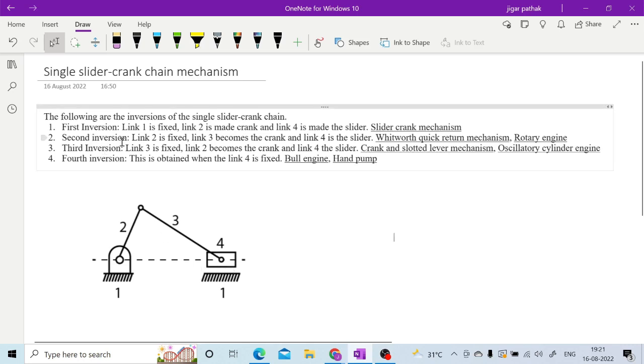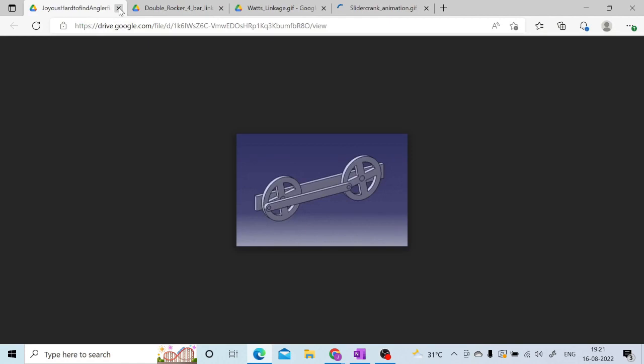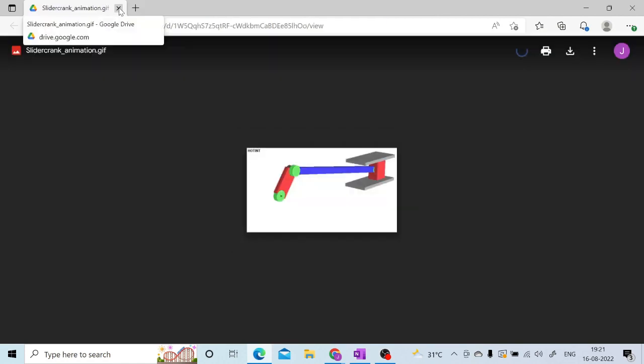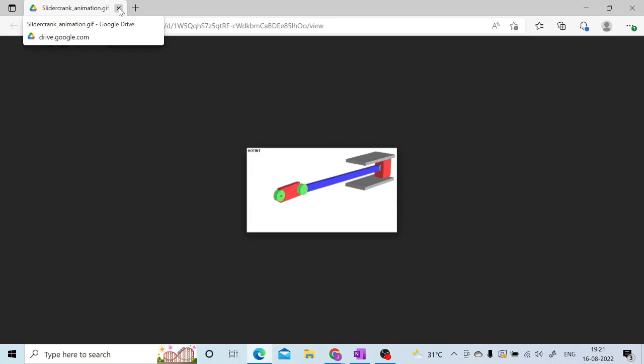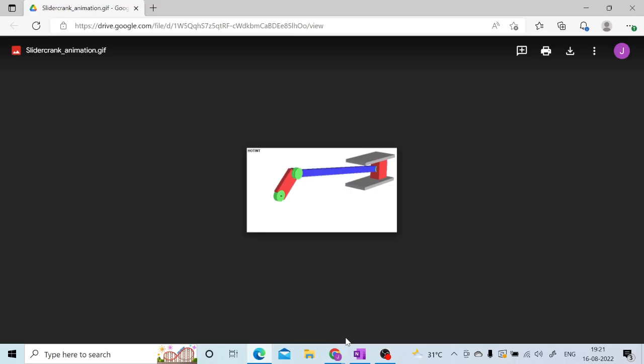So the first inversion is when link 1 is fixed, right? Link 2 is the crank, and link 4 is the slider. So this is your simple single slider crank mechanism, right? I guess right now you can see this is the single slider crank chain mechanism.